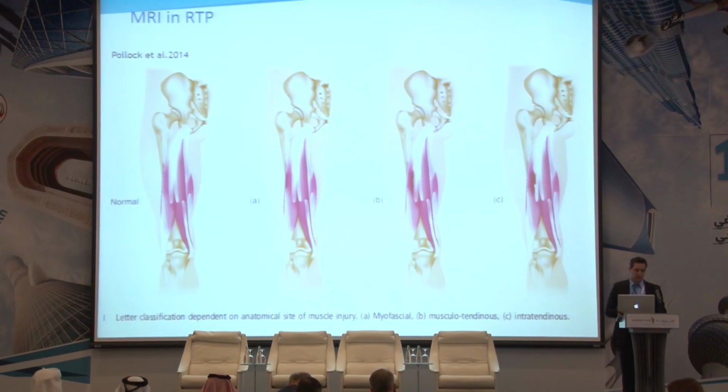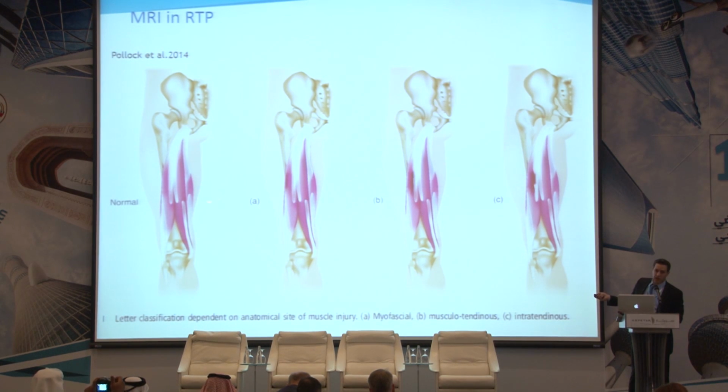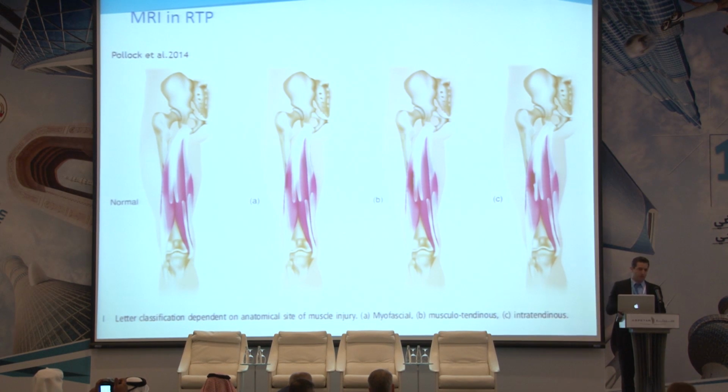So in 2014, in British Journal of Sports Medicine, Pollock, they came up with a new classification system, which was 1 through 4. But the main idea behind this was they added location into the grading system. If it was myofascial, they put it at A. If it was myotendinous, they put it at B. If there was tendinous involvement, they put it at C. So it goes back to that idea of the tendon involvement, but they put it into their classification system.